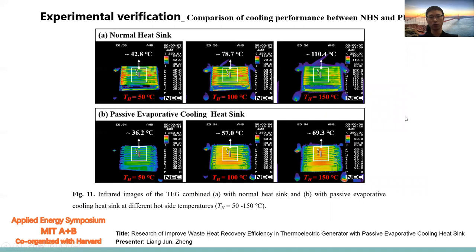For example, if the hot side temperature is fixed at 150 Celsius, in the normal heat sink case the fin temperature is about 110 Celsius. But for the passive evaporative cooling heat sink case, the fin temperature is about 70 Celsius. That means the passive evaporative cooling heat sink can largely cool the TEG's cold side.